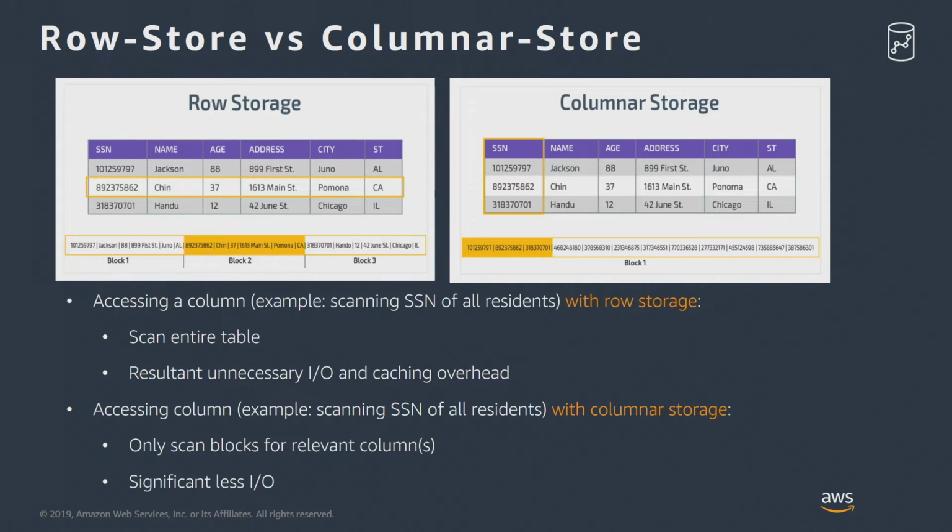So in this example, if you just want to scan the social security numbers of all the residents, with row storage you have to scan the entire table. But with columnar storage, you just scan the blocks related to that particular column. So it reduces the I/O and improves the performance of your queries, and that's the reason why Redshift is designed to use columnar storage, because it is optimized for analytic workloads.